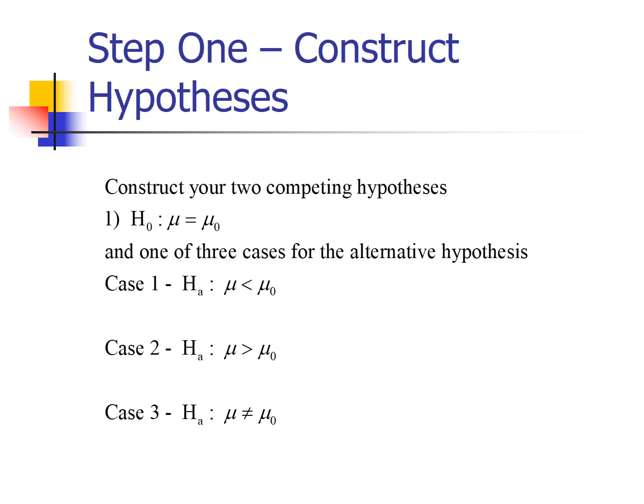So step 1, construct your hypotheses, right? Remember, the null hypothesis is always a statement of equality. It's always that the mean is equal to some number. That number is our hypothesized mean. And just like we talked about before, there's 3 cases for what the alternative hypothesis might be.